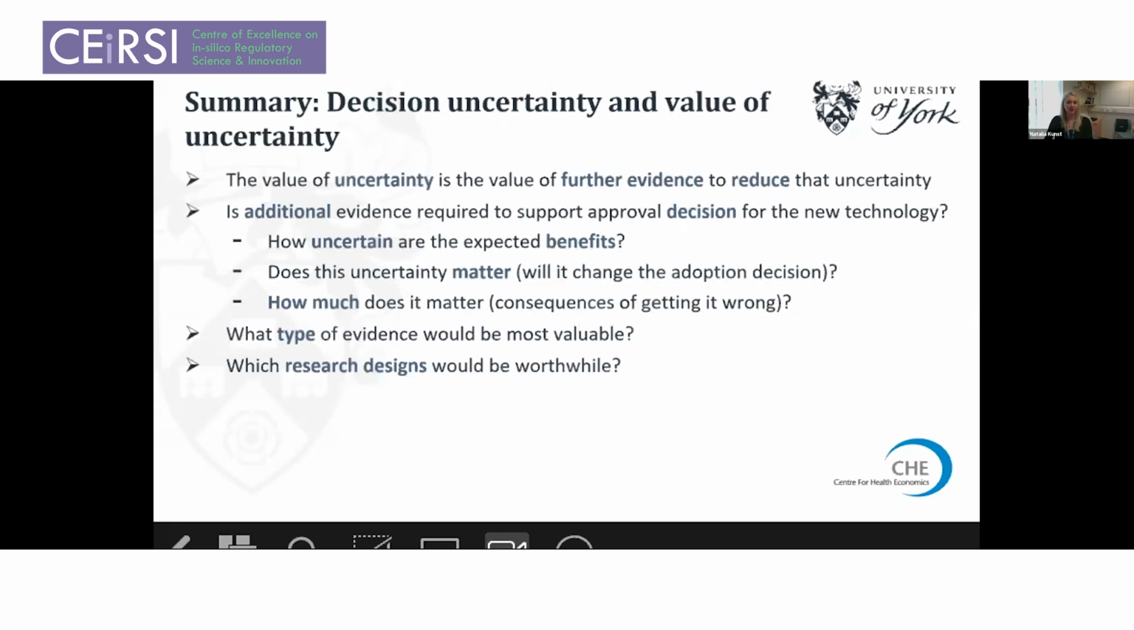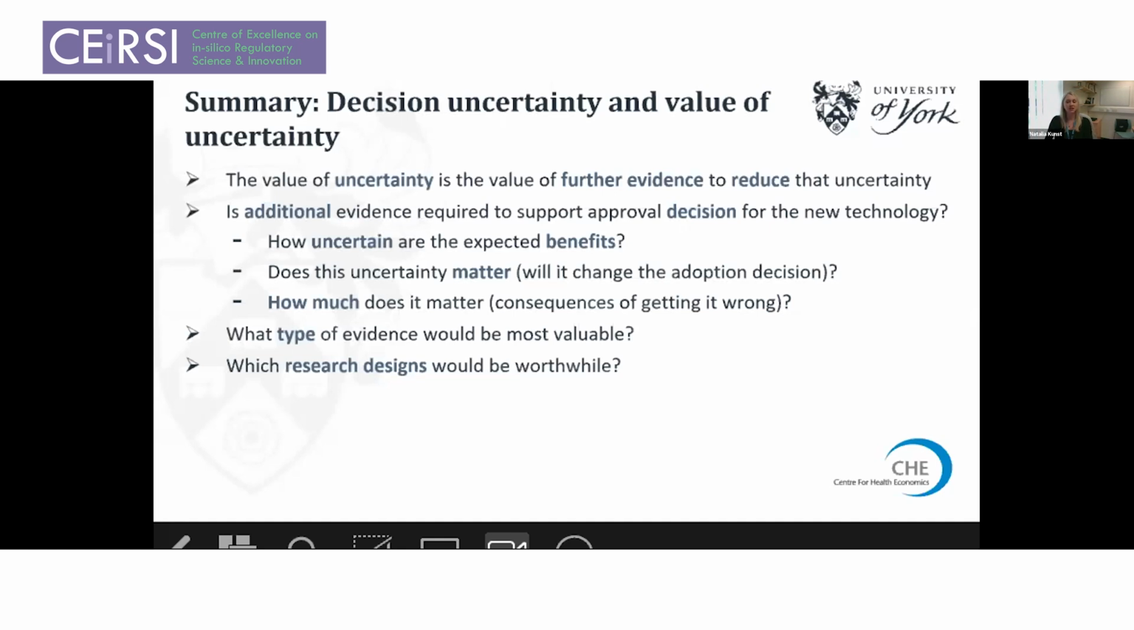So in this part, I have presented how decision analytic methods, including value of information analysis, can help regulatory and funding bodies make more informed decisions. As I have mentioned, there is always uncertainty in our decisions, and the value of that uncertainty is the value of further evidence that could be gathered to reduce the uncertainty.